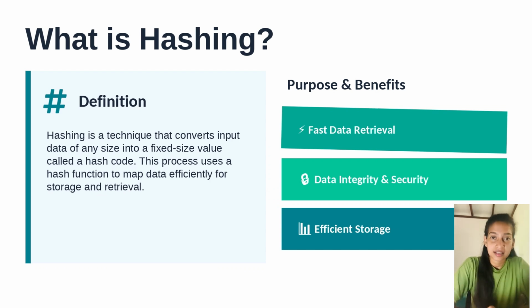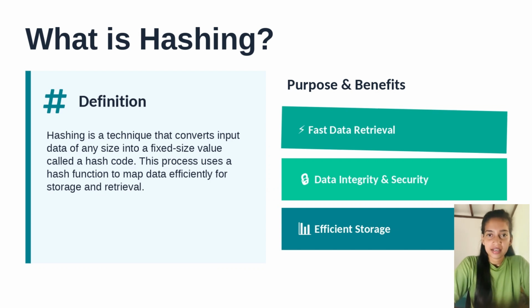Hashing is a technique that takes any size of data, could be a name, a file or even an entire book, and converts it into a fixed size value that's called a hash code. This is done by hash functions.